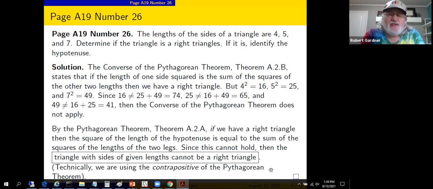Strictly speaking, it's the contrapositive of the Pythagorean theorem that we've used, not the converse. The converse failed to apply. It's the contrapositive, something logically equivalent to the Pythagorean theorem, that tells us if we do not have an equality in any of these, then we do not have a right triangle from those lengths. All right, let's look at something a little more exotic.